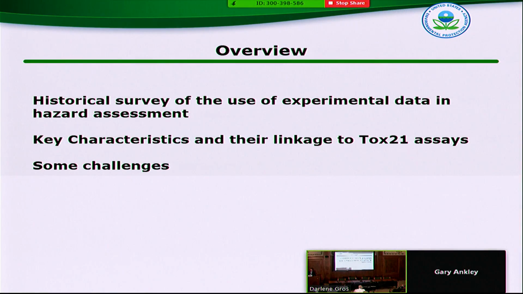So I'm with the U.S. Environmental Protection Agency, and I'm going to be talking about a few topics. First, I'm going to do a historical overview of how we've used experimental data in our hazard assessments to infer causality about various agents in the environment. Then I'm going to talk a little bit about the key characteristics, and I actually have some numbers on the question that came up earlier about TOX21 assays that are associated with each of the key characteristics. And then I'm going to talk about some of the challenges that were identified in the NAS recent report on TOX21 data.